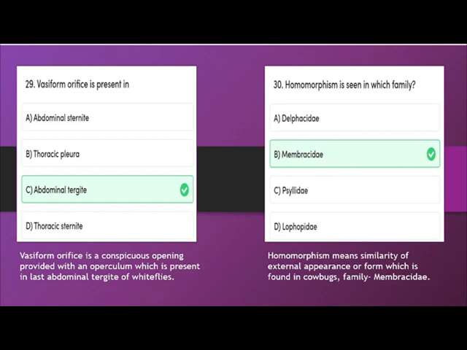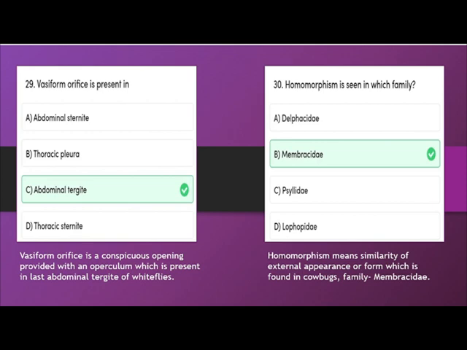Now come to the 29th question. Fasciform orifice is present in, and the answer is abdominal tergite. Fasciform orifice is a conspicuous opening provided with an operculum which is present in the last abdominal tergite of the whitefly.